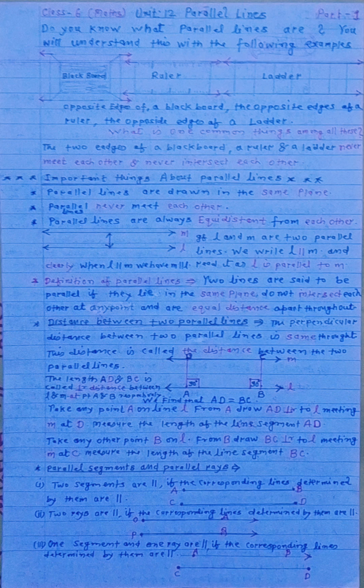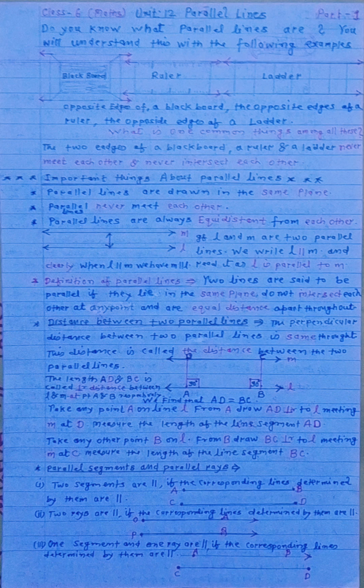Now on the above facts, we can define. How can we define parallel lines? Definition of parallel lines: two lines are said to be parallel if they lie in the same plane, do not intersect each other at any point, and are an equal distance apart throughout. These are the important facts about two parallel lines.